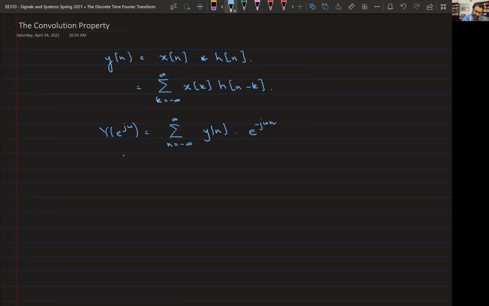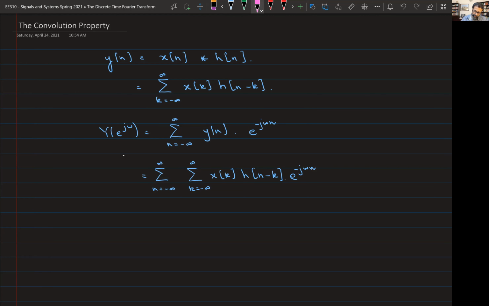And all I'm going to do now is replace this y of n with the summation I have above. So this is the sum from n equals minus infinity to plus infinity, and y of n is the summation k equals minus infinity to plus infinity of x of k h of n minus k, times e raised to power minus j omega n.